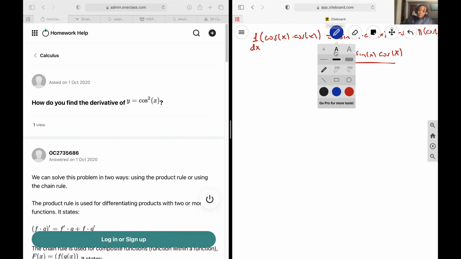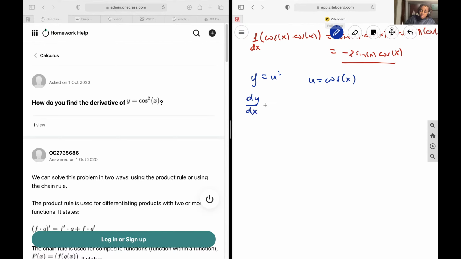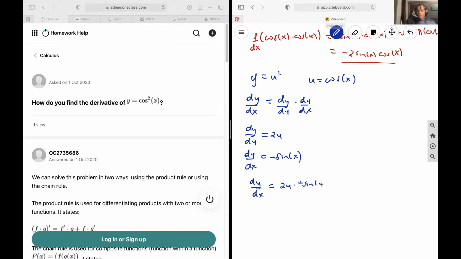Alternatively, you can use substitution, and you can state that y is equal to u squared, u is equal to cos x. So dy over dx will be dy over du multiplied by du over dx. Dy over du, you're just going to drop the power and subtract it. And du over dx is negative sin x. And so we get that dy over dx is equal to 2u by negative sin x. And then we just put in that u is equal to cos x. So we get negative 2 cos x sin x, which was our exact result from before.